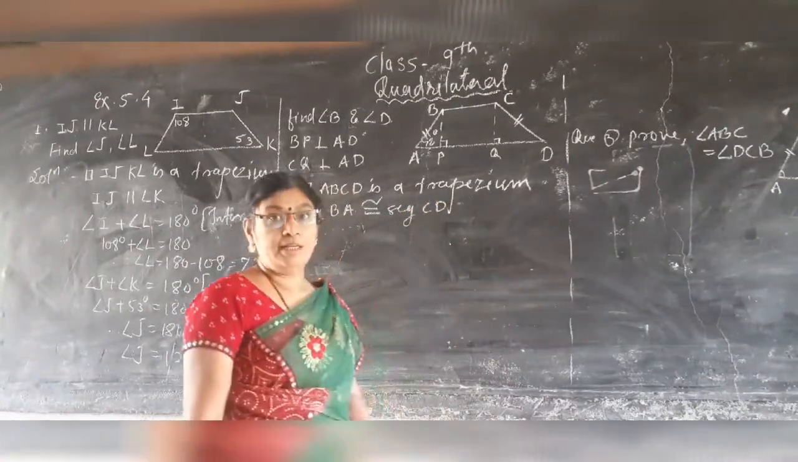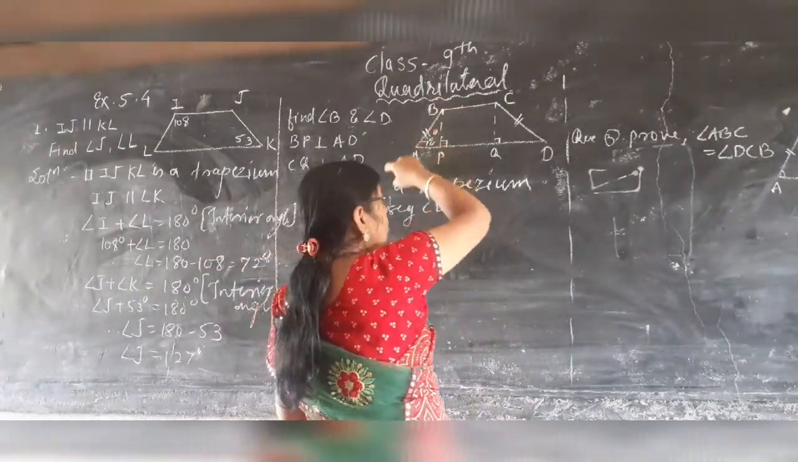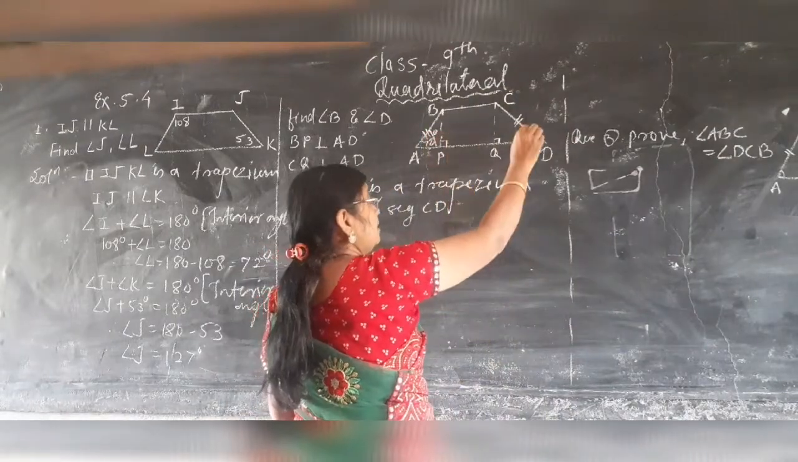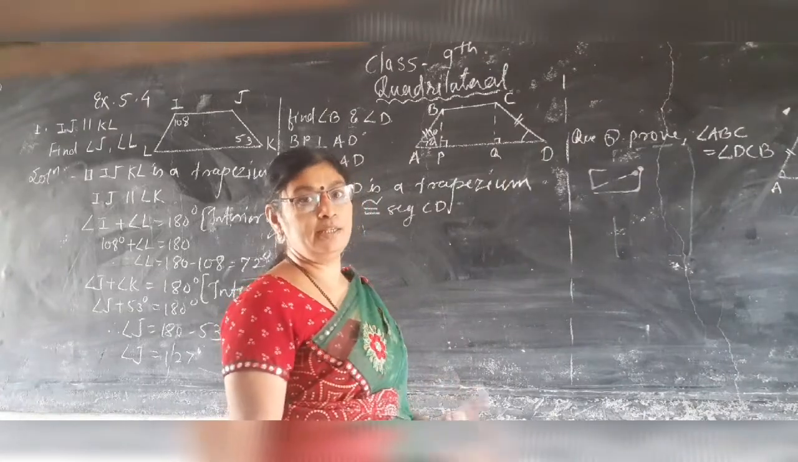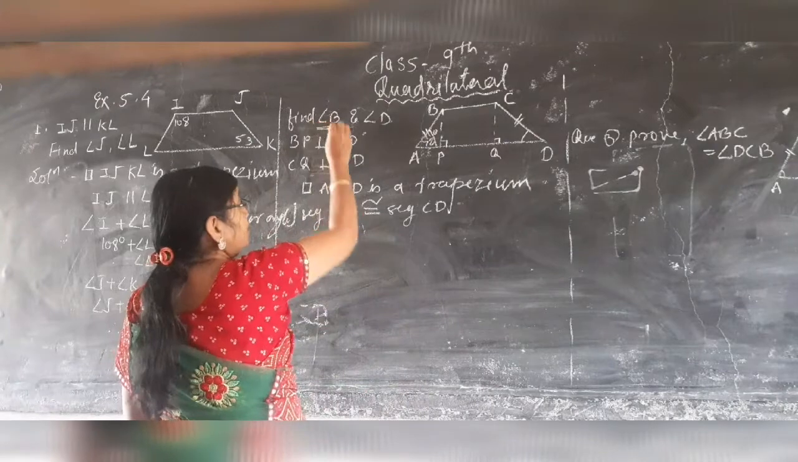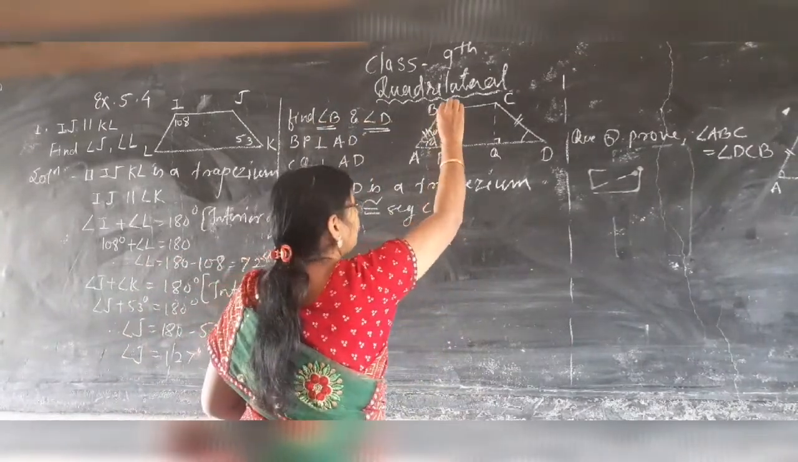That is given. Then one of the properties of a trapezium is: if non-parallel sides are congruent, then base angles are also congruent. Now here, what do you have to find out? Angle B and angle D. So first find out angle B.